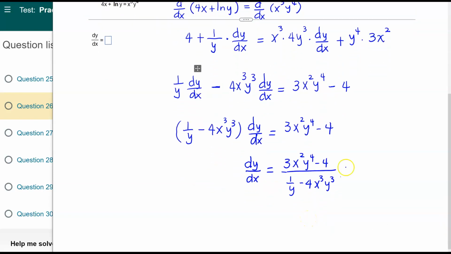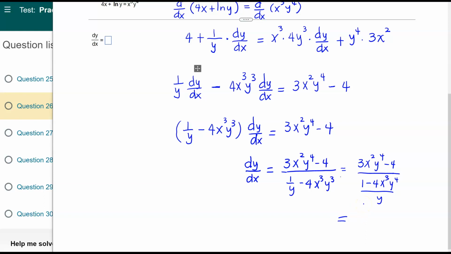Now, you can simplify this, you can combine the denominator as a single expression, and this is equal to 3x squared y to the fourth minus 4 all over 1 minus 4x to the fourth, x cubed. Now you multiply this here, y to the fourth all over y. Then you flip, you get the reciprocal of the denominator and proceed to multiplication.